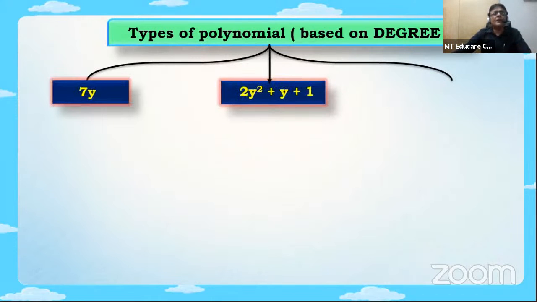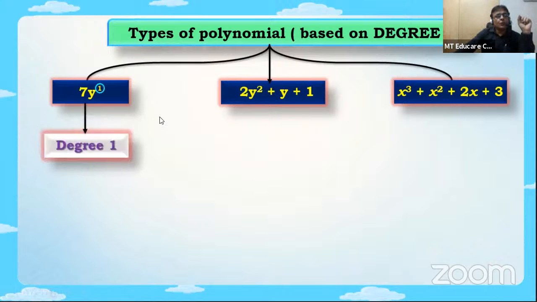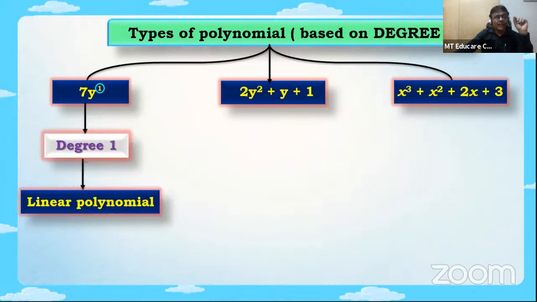Now, pick up the first one. Tell me, what is the degree of 7y? Very good. Degree is 1. If degree is 1, it is called a linear equation. In 9th standard, chapter number 5, you will study linear equations, and in 10th standard chapter number 1. So be careful, linear equations are in 9th as well as 10th.